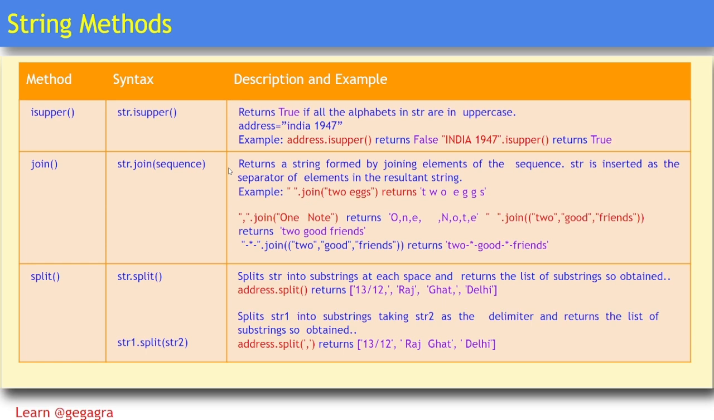Split string 1 into substrings, taking string 2 as the delimiter. So here string 2 is the delimiter. Suppose address dot split by comma. My string is address, meaning 13 by 12 Rajghat Delhi. It will split wherever the comma exists. So my address was 13 by 12, and it will give you the substrings 13 by 12, then Rajghat, then Delhi. So the entire address is split into three words or three substrings.